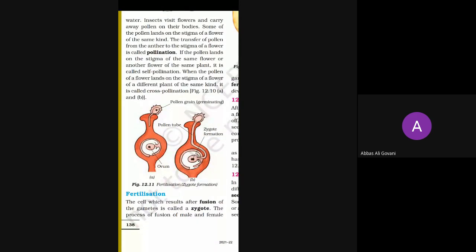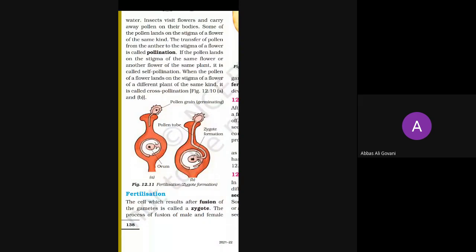The transfer of pollen from the anther to the stigma of a flower is called pollination. When the pollen lands on the stigma of the same flower or another flower of the same plant, it is called self-pollination. When the pollen of a flower lands on the stigma of a flower of a different plant of the same kind, it is called cross-pollination.